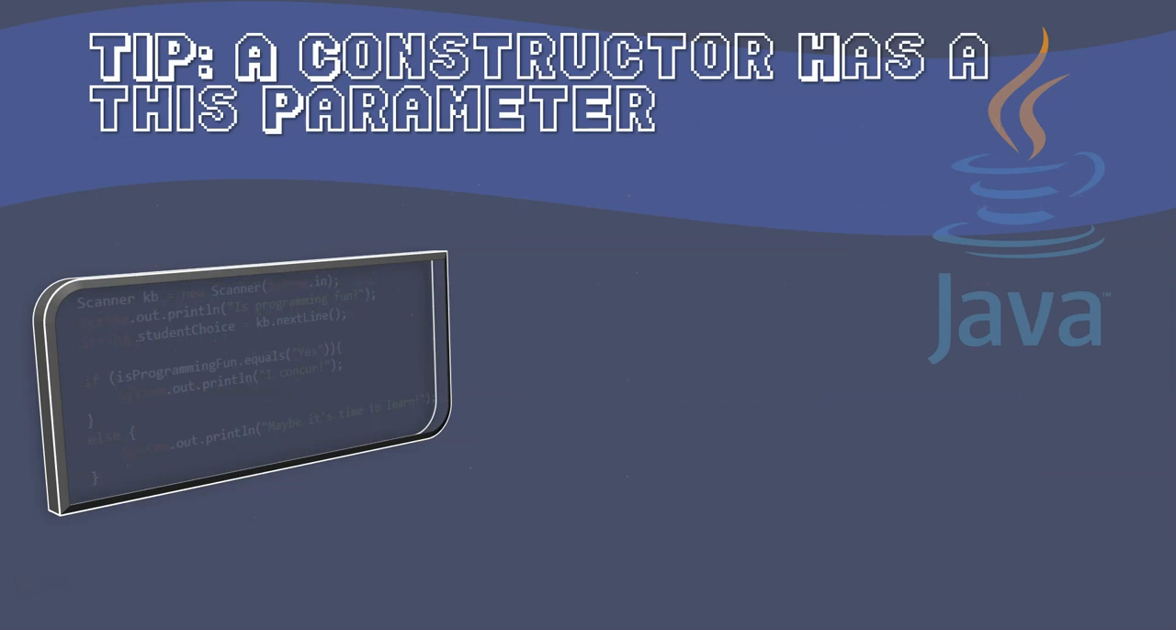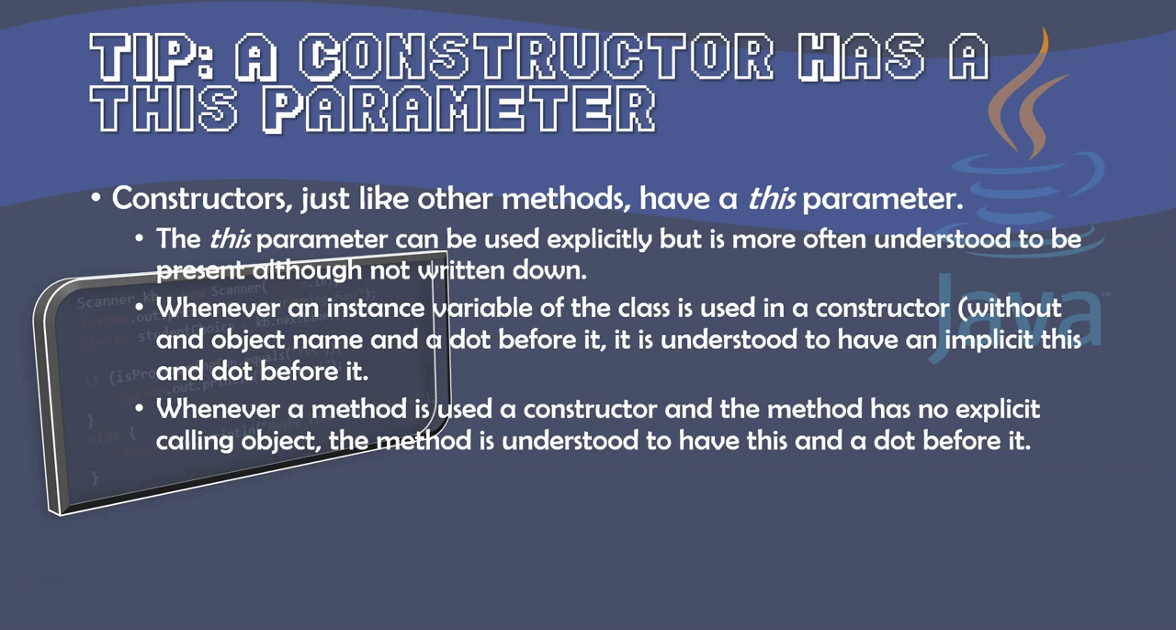Now, a constructor also has use of the this parameter. Constructors, just like any other methods, have a this parameter, and this parameter can be used explicitly, but is more often understood to be present, though not written down. So you're not really going to see the use of this in here. Whenever an instance variable of the class is used in a constructor without an object name and a dot before it, it's understood to have an implicit this and a dot before it. Whenever a method is used in a constructor and the method has no explicit calling object, the method is understood to have this and a dot before it.